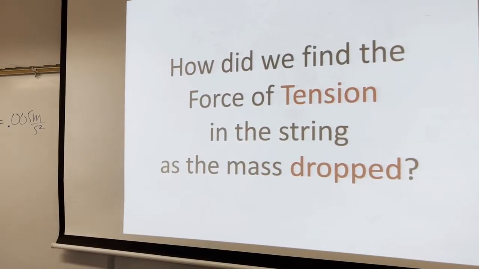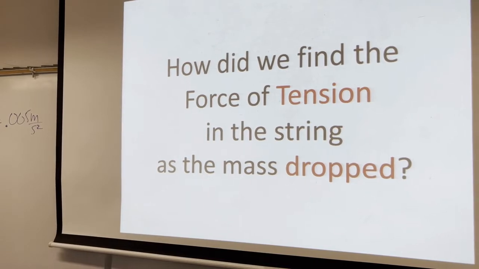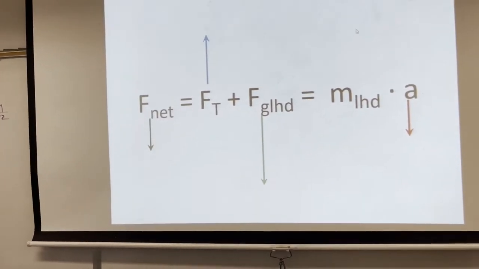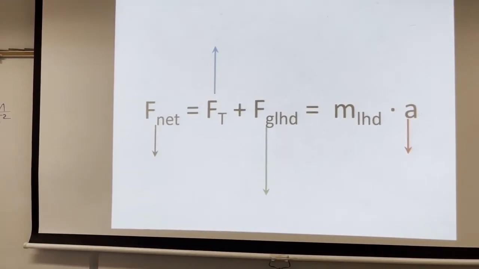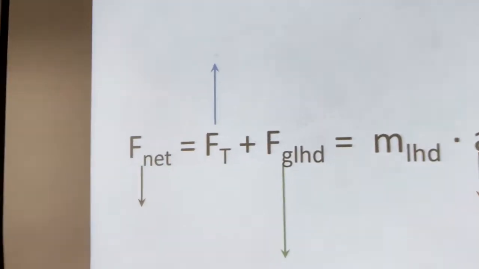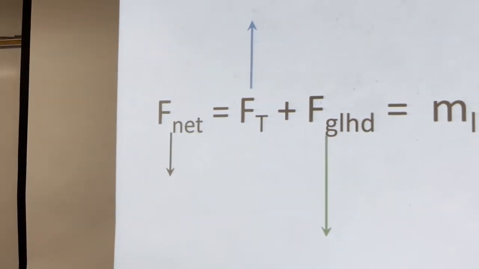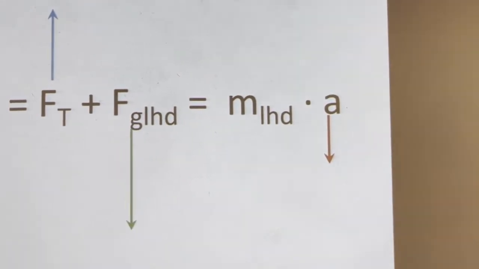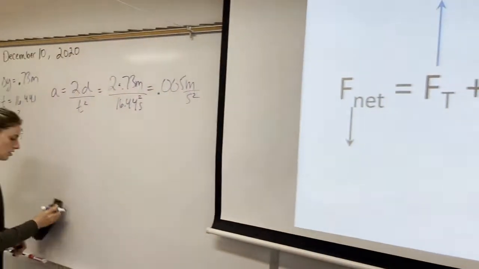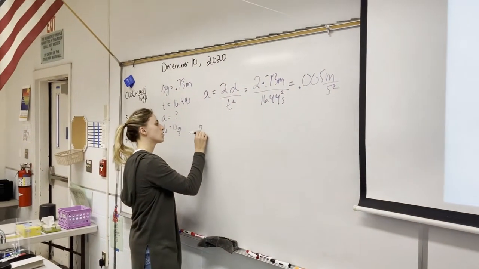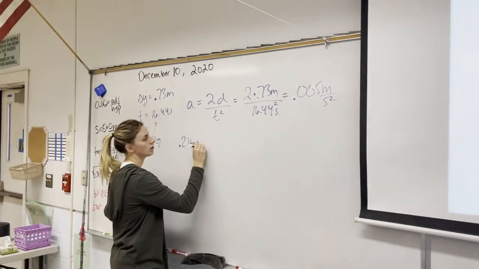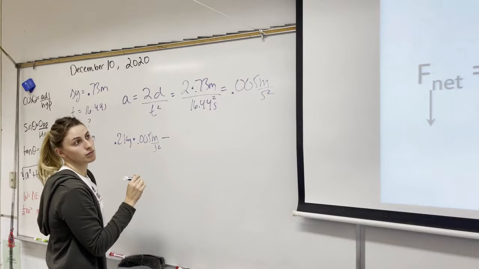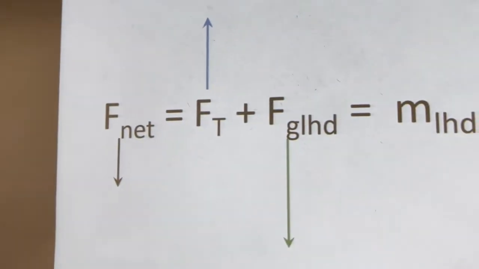How do we find the force of tension on the string as the mass dropped? That's important. Okay, well, here's our equation. Notice the direction of the arrows here. So we had our net force, which is mass times acceleration. We can get that by taking the mass of the little hanging thing, which was 0.2 kilograms, and our acceleration we just calculated, 0.005. And that's going to be subtracted from the force of gravity on the hanging mass.